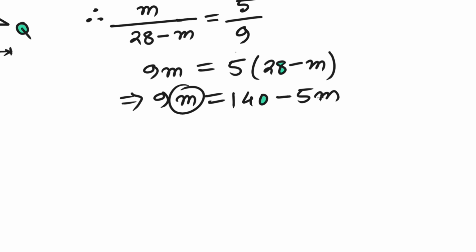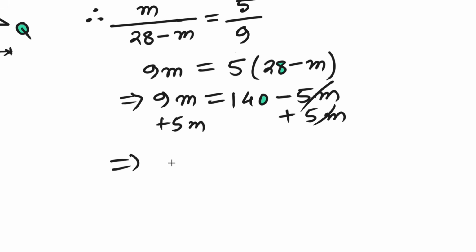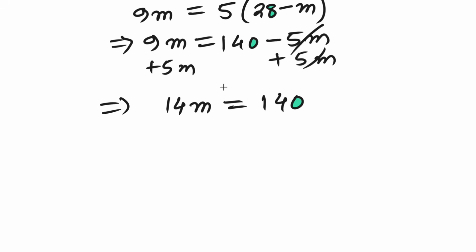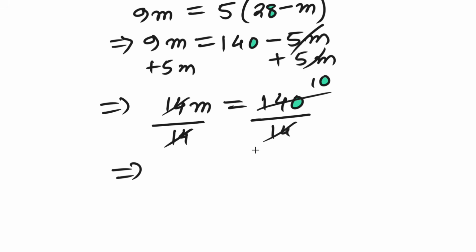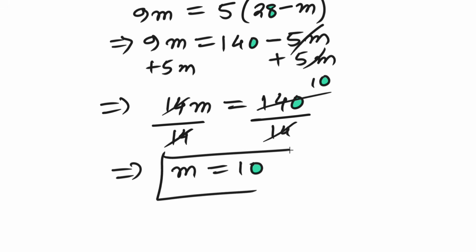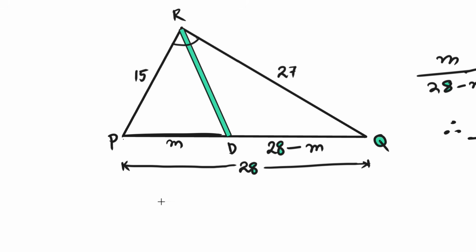Now we want all the M terms on the same side, so let's add 5M to both sides. That gives us 9M plus 5M equals 140. Combining those like terms, we get 14M equals 140. Now, divide both sides by 14 to isolate M. 140 divided by 14 is 10, so M equals 10. This tells us that PD is 10 units.